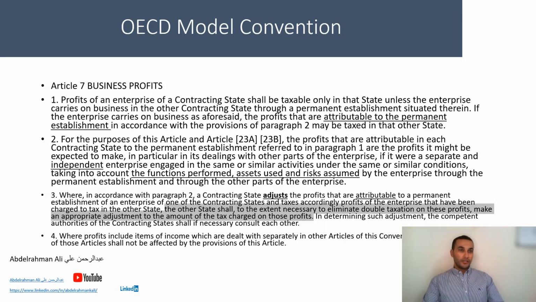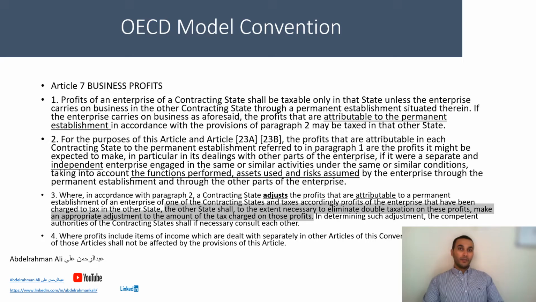If the enterprise carries on business as said, the profits that are attributable to the PE, which is the permanent establishment, may be taxed in the other state. So this means that if you are operating in country A and you have a permanent establishment, and we're going to talk about what could be a permanent establishment in another episode, then only the other jurisdiction, or the other contracting state, may have the right to tax the PE profits that are attributable to that PE.